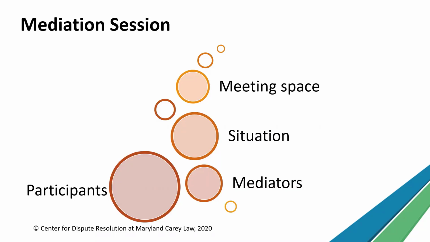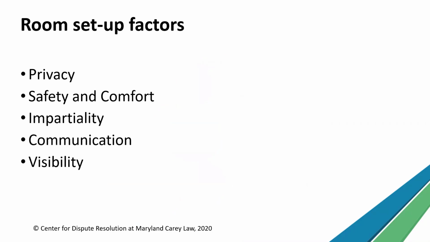You have options in how you set up the meeting space, and during setup, you should consider several factors, including 5 that will be covered here. We are grounding the room setup in providing privacy, which aligns with the confidentiality of mediation, safety and comfort for everyone, impartiality of the mediators, and facilitating communication and visibility. The ideal setup, which I will show next, is simple to attain when we have the right ingredients.